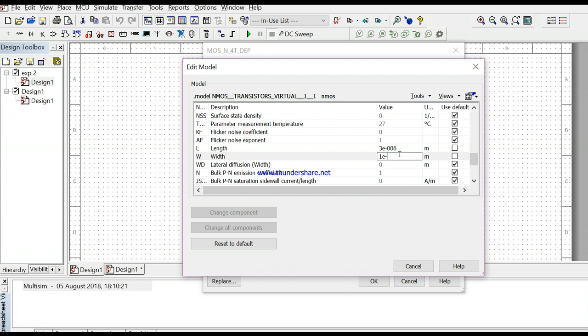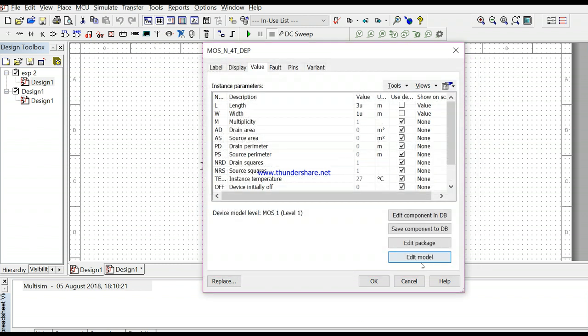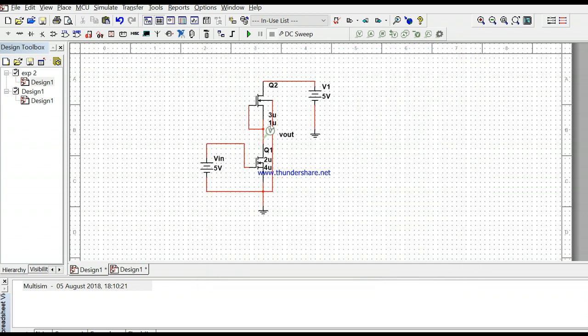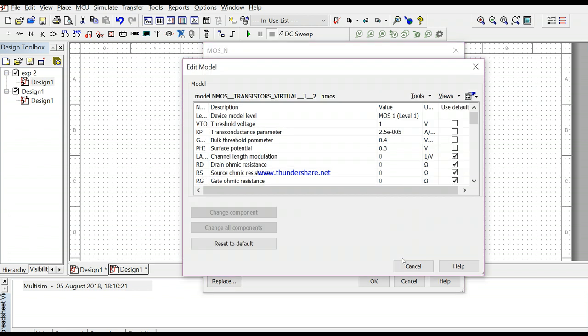Okay. Then when you change this parameter, I'll do it for you. Then here you can select change component and you can do OK. Similarly, you have to do for the driver transistor. You have to change the W by L of the driver.